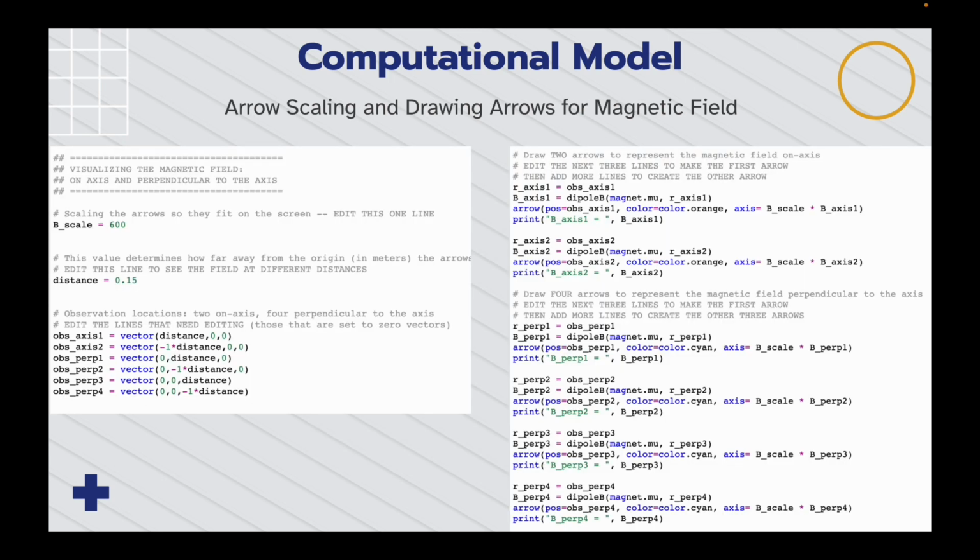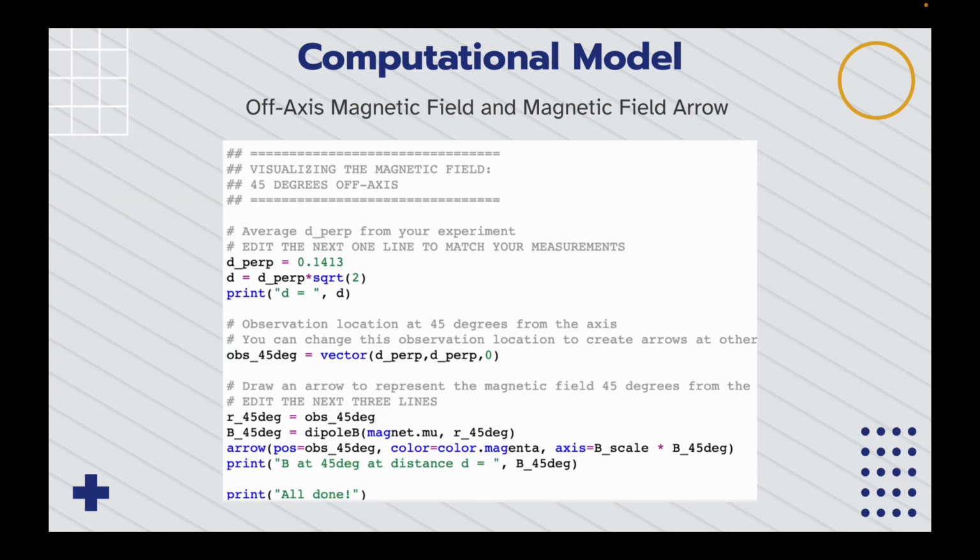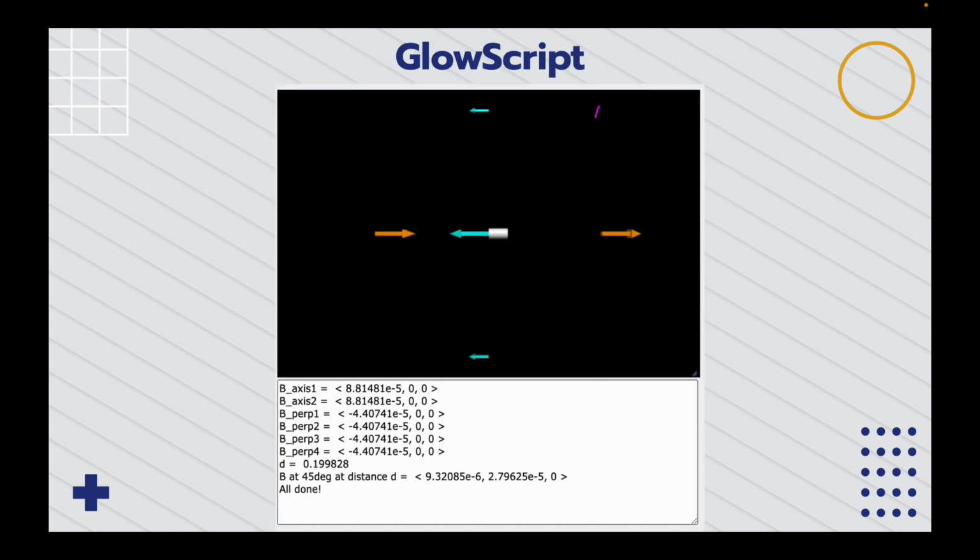Here's the code for scaling and drawing the arrows of the magnetic field of the bar magnet, which includes the locations of the arrows and what they represent on the axis. Here's the code for calculating the off-axis magnetic field and the corresponding magnetic field arrow. Lastly, here I have the GlowScript model, including the simulated magnetic fields and the resultant magnetic fields.